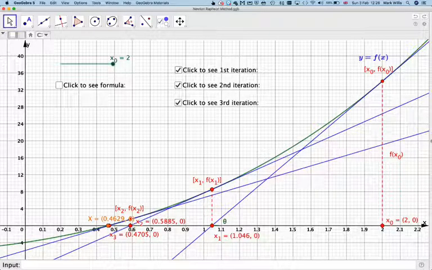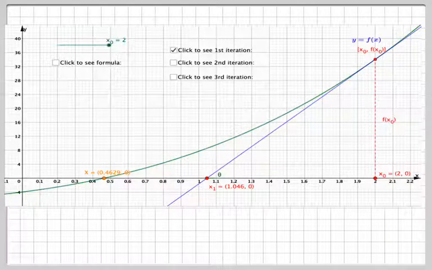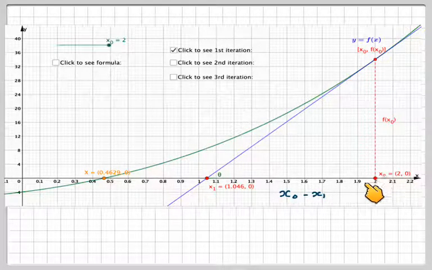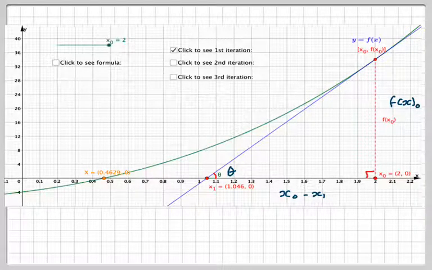Okay, there is a formula for it, and I'm going to look at the proof of the formula. This is the formula, and this shows you how to get to the formula, but I'm going to show you something a little bit clearer on how to get the formula. So, taking the first iteration only, what we've got here is an angle of theta. Okay, and this distance here will be x0 minus x1. Okay, this distance is f of x0.